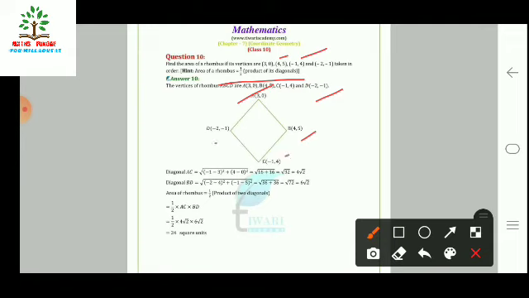Diagonals we are finding using the distance formula, the square root of (x2 - x1) whole square plus (y2 - y1) whole square. The result is AC = 4 root 2. Diagonal BD we are finding, 6 root 2. Now the area of the rhombus is half into d1 d2, putting the values here, half into AC into BD, that is half into 4 root 2 into 6 root 2. The answer is 24 square units.